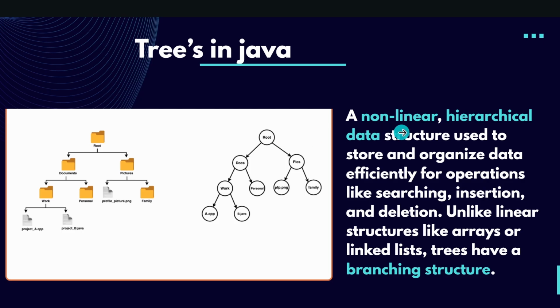You can read over the definition of a tree here. A tree is a non-linear, hierarchical data structure used to store and organize data efficiently for operations like searching, insertion and deletion. Unlike linear structures like arrays or linked lists, trees have a branching structure. In regular life we see trees, right? In the same way, in programming concepts we name it a tree, because we have one root, like a tree, and branches coming down, so it is a branching structure.